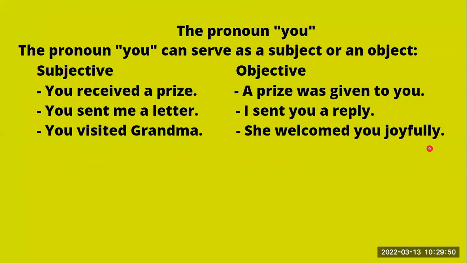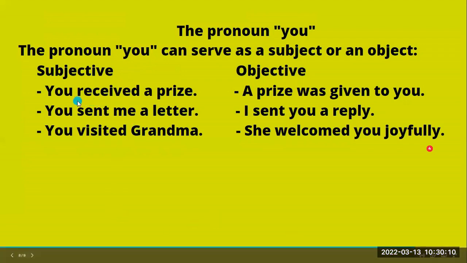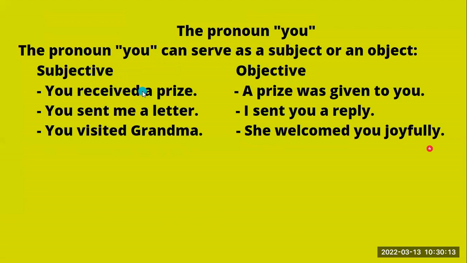Then let's look at the pronoun you. You must have observed that it doesn't change in its form. You remains you, whether objective or subjective, whether singular or plural, you remains you. So let's look at this in terms of the subjective and objective. You received a prize. So you is a subject here. A prize was given to you. You is the object. So you is always the same in terms of spelling when used as a subject and when used as an object.